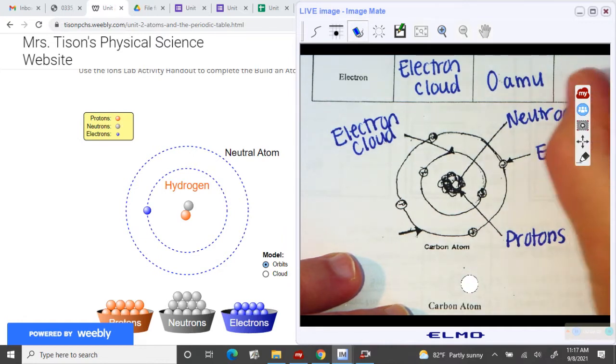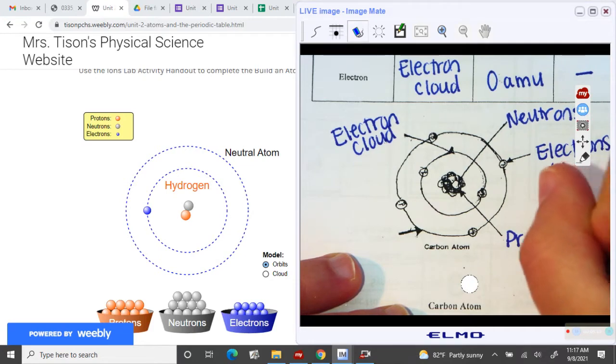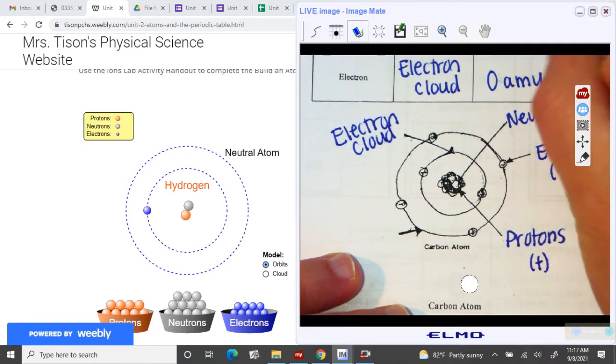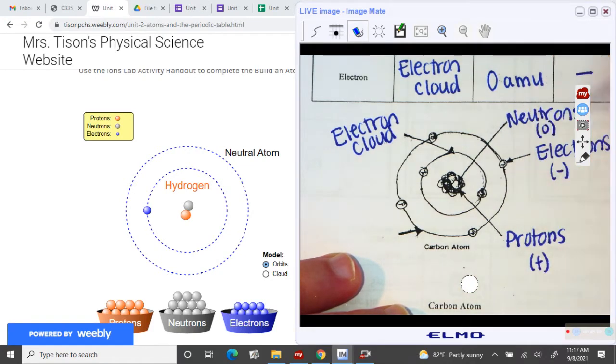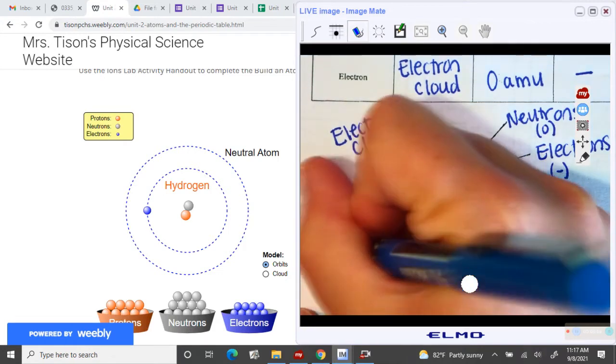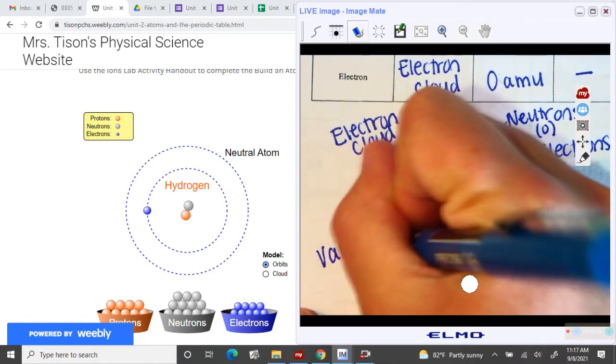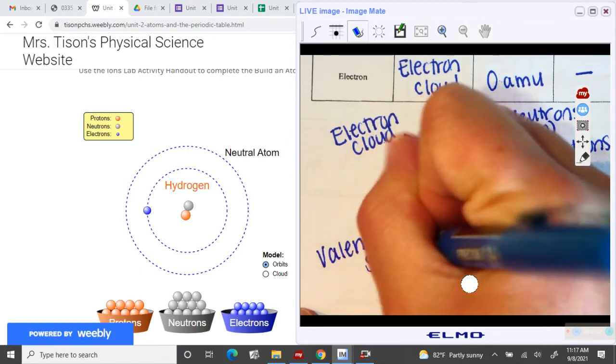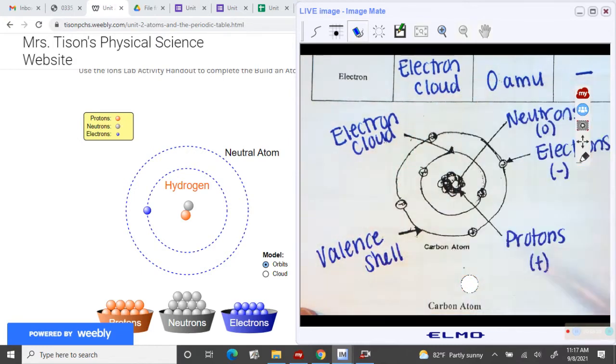And we know these have a negative charge, protons have a positive charge, and neutrons have no charge. But this is pointing to the outside shell. We always call the outside shell the valence shell because our valence electrons go there, and valence just means outside.